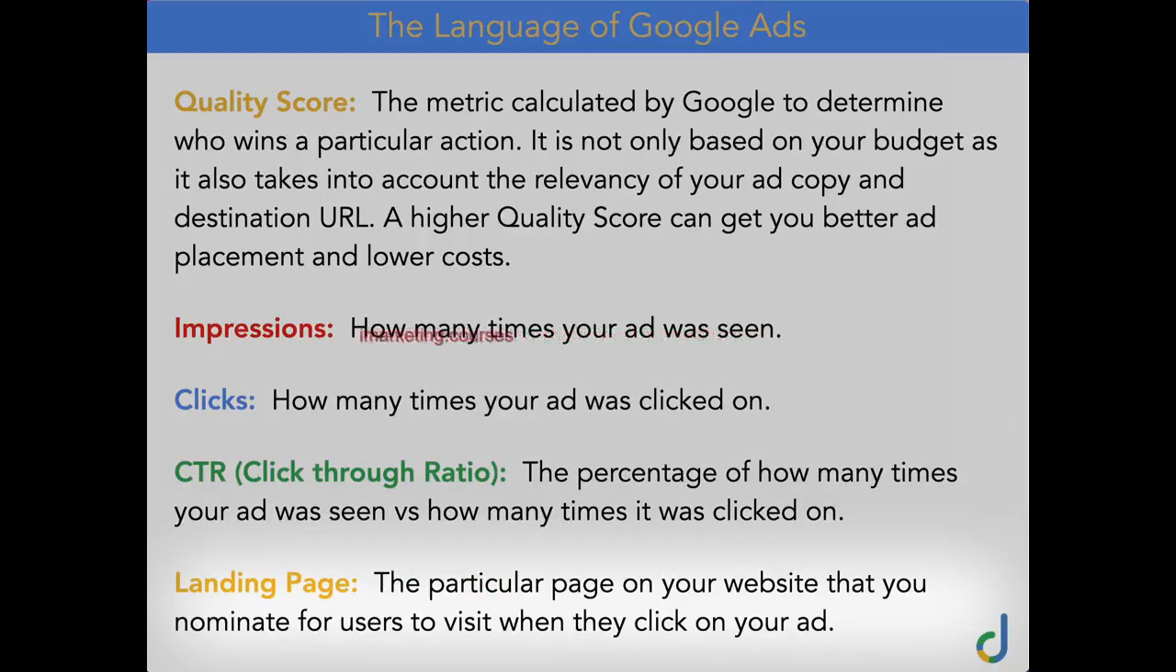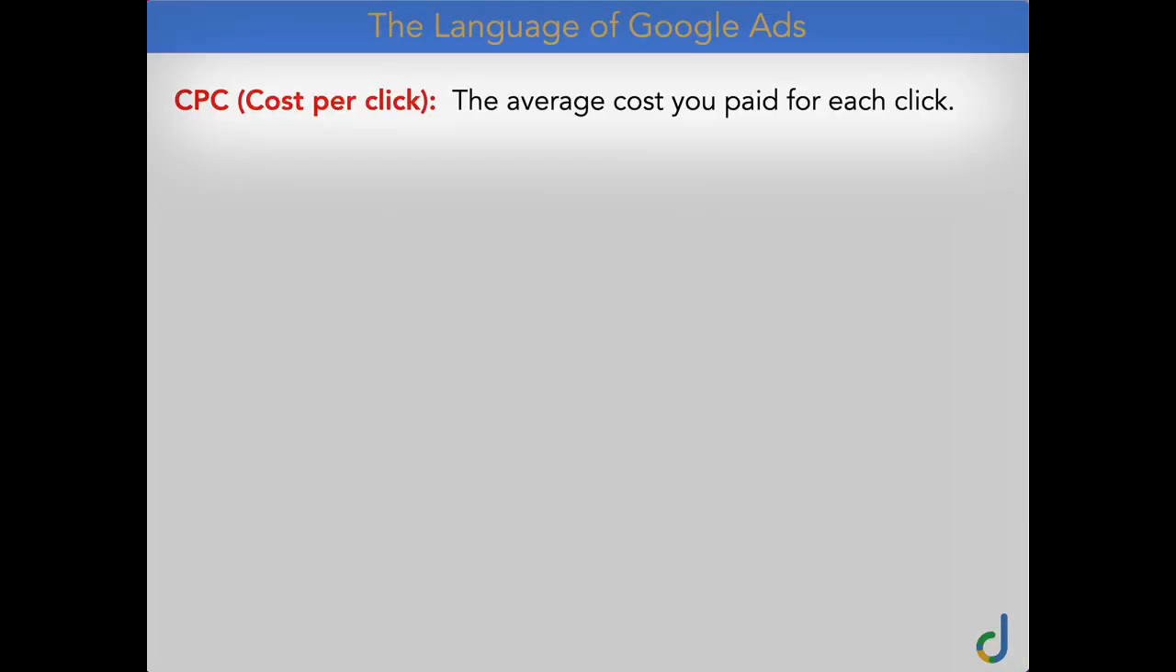So the great thing with Google Ads advertising, you don't have to send everyone to your home page. You can send it to different service pages or different product pages. Could be different blogs, whatever you want to do, you can nominate where people go to on your website. Your CPC, or your cost per click, that is the average cost you paid per click. So if you spent $100 and you got 10 clicks, that means that your average CPC would be $10. 10 clicks totaling $100, that's $10 on average per click.